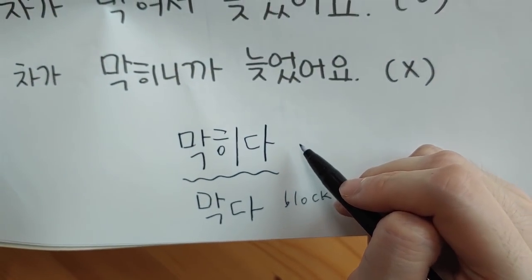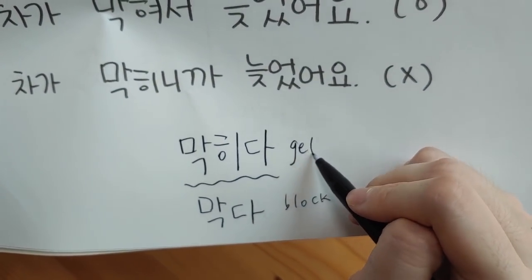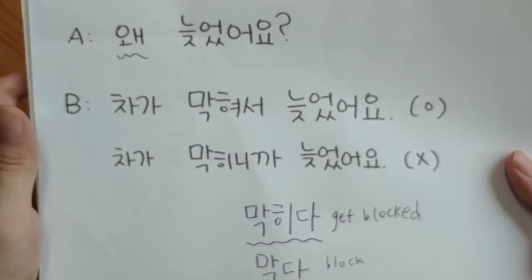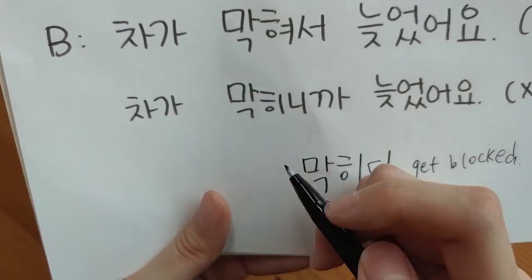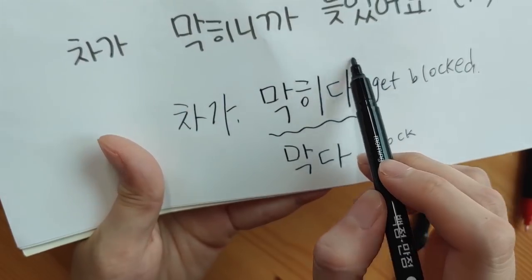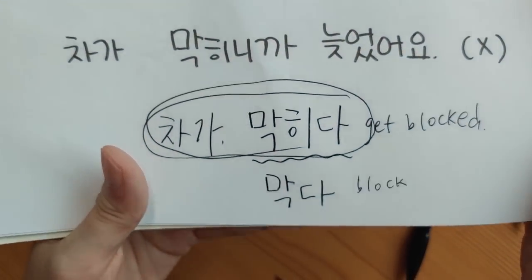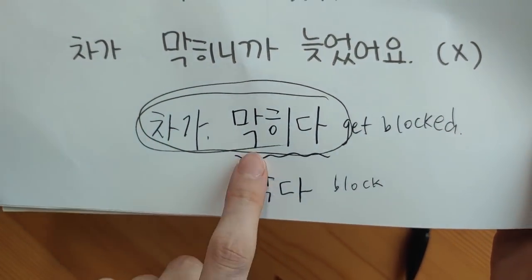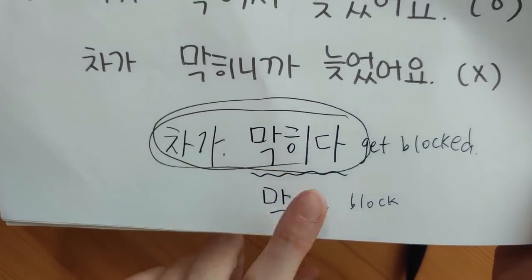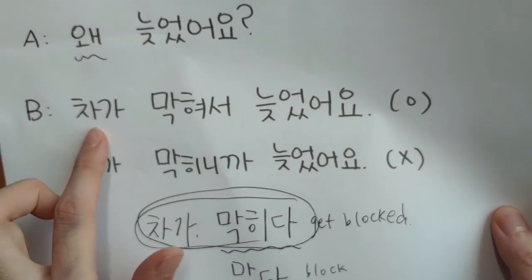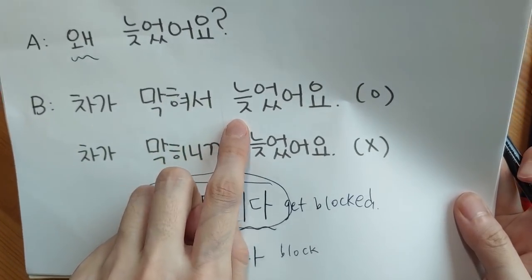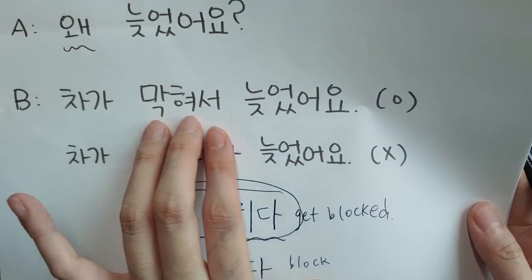But 막히다 is a passive form, so it means get blocked. So when we say 차가 막히다, this is also a phrase that you would like to remember. 차가 막히다 means the car got blocked. So this means there is a traffic congestion. 차가 막혀서 means there was a traffic congestion. So 늦었어요. I'm late. 차가 막혀서 늦었어요.